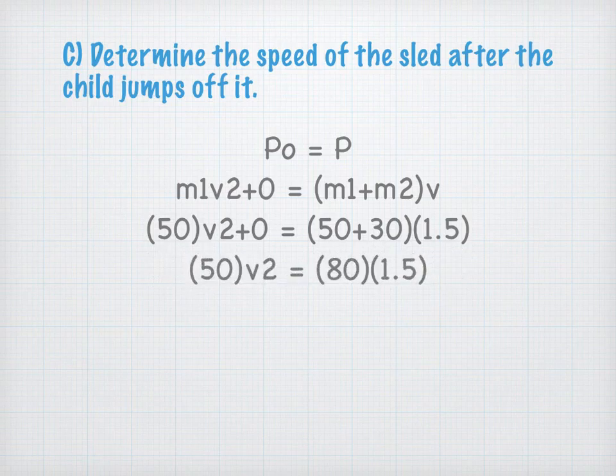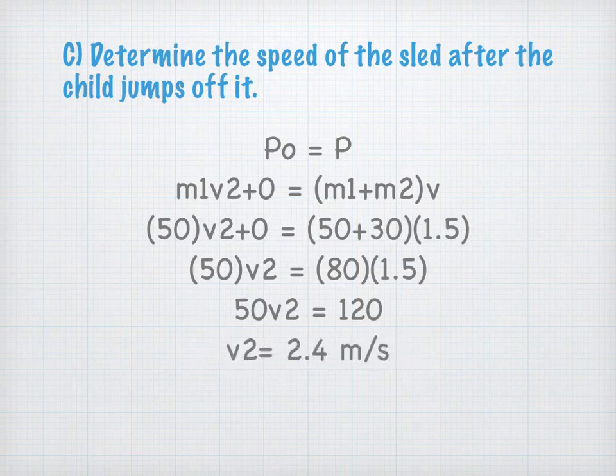50 plus 30 is 80. 80 times 1.5 is 120, and you're going to divide both sides by 50 to get v2. v2 is equal to 2.4 meters per second.